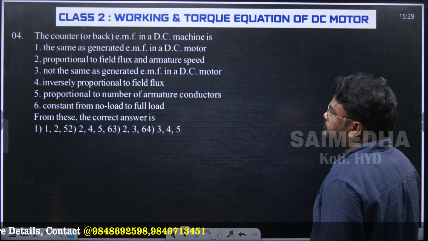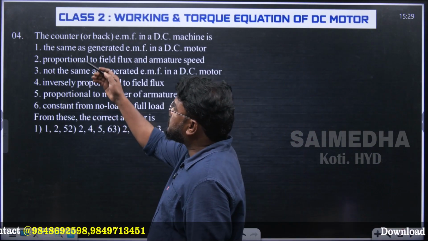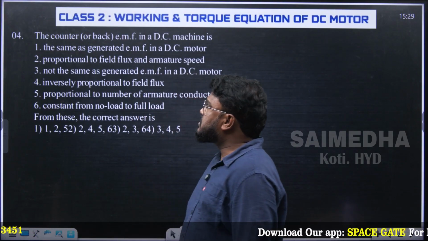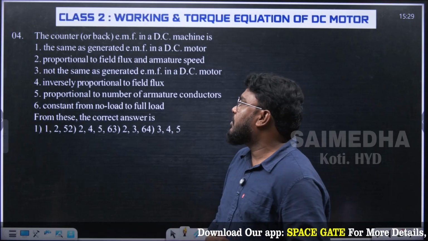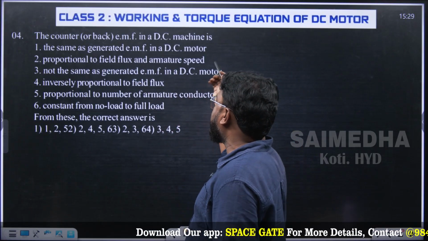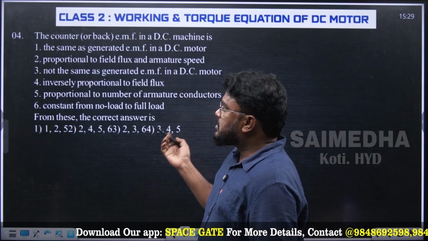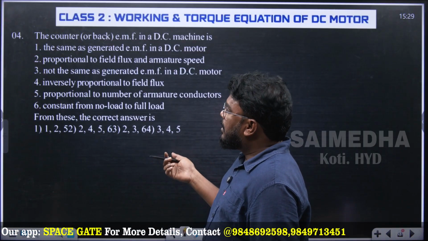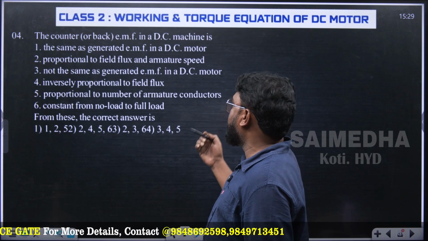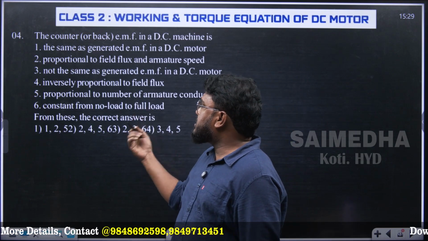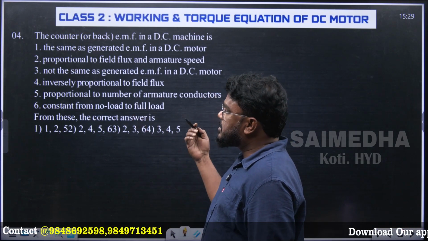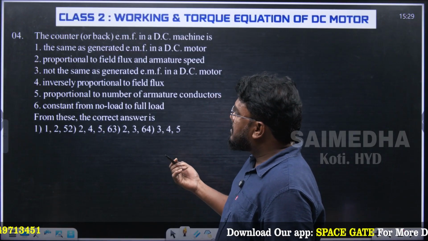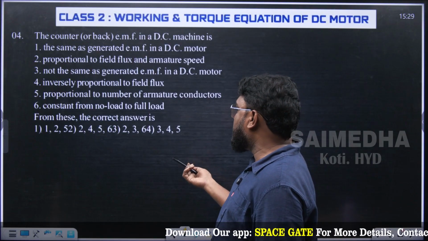And next, question number 4. The counter or back EMF in the DC machine is: statement 1, the same as generated EMF in the DC motor. Statement 2, proportional to the field flux and armature speed. Statement 3, not the same as generated EMF in the DC motor. Statement 4, inversely proportional to the field flux. Statement 5, proportional to the number of armature conductors. Statement 6, constant from no load to full load.